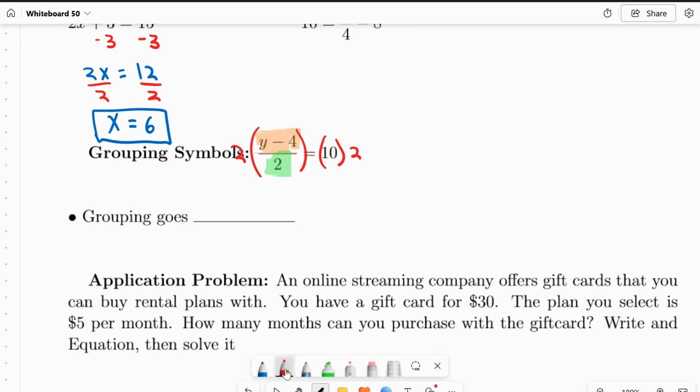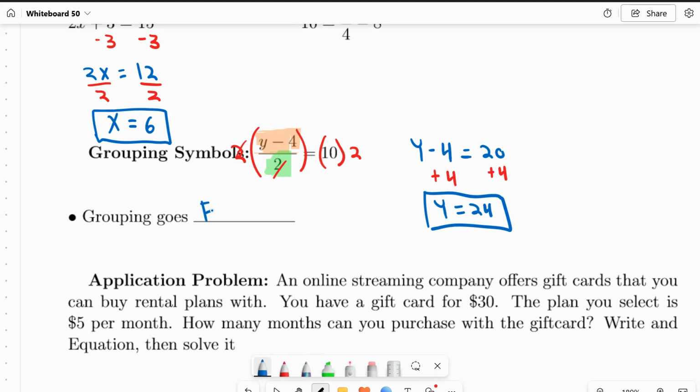So both of our 2's in this case will cancel each other out, which leaves me with y minus 4 equals 10 times 2, which is 20. Now to solve for y, we need to isolate our variable. In this case, I have minus 4, so my inverse operation is going to be to add 4. In the end, that will give me y equals 24. Okay, this next bullet point here just says grouping goes first, which is just a reminder of our order of operations.